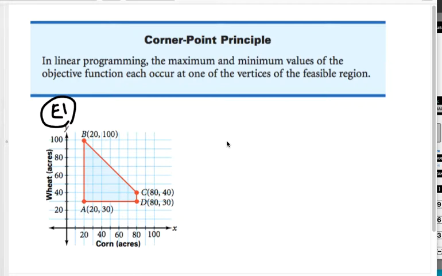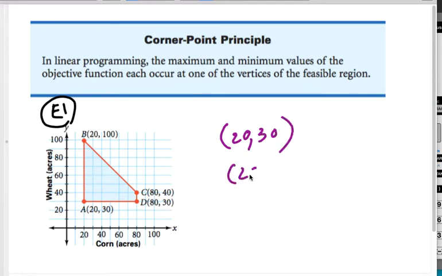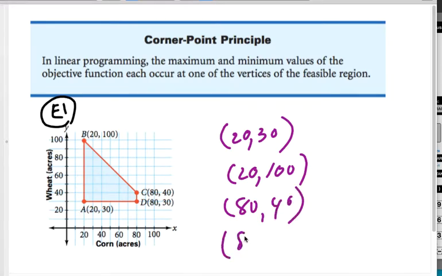So in linear programming, the maximum and minimum values of an objective function occur at one of the vertices of the feasible region, meaning that we have these four corners, right? So we have (20, 30), (20, 100), (80, 40), and (80, 30). One of these four is going to yield the largest possible revenue. And we know that we want to have a revenue in terms of x, y, which is what we wrote in example 1. So if we plug the x's and y's into our revenue, we're able to figure out which one of these four is the maximum.